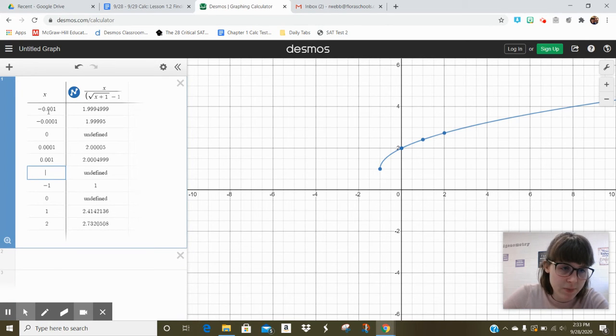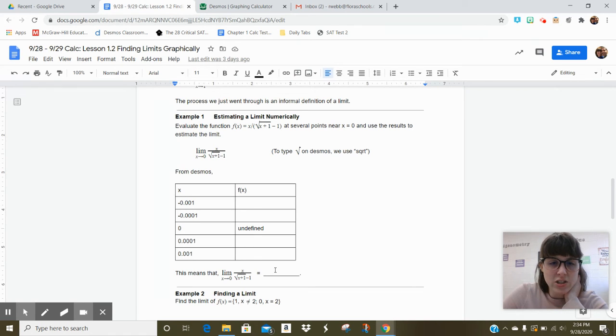Okay, so again, we only care what happens above this line. We don't care about what's happening below where my little cursor is at right now. So as it gets closer and closer to 0 on this side, the left side, it looks like the y value is getting close to 2. And as you approach it from the right side, it's also getting close to 2. So that means that our limit as x approaches 0 of this function is equal to 2.